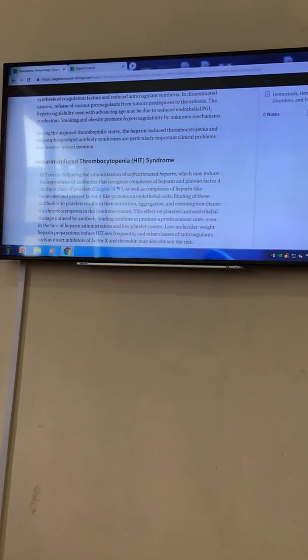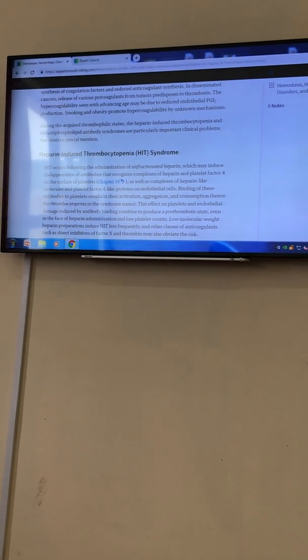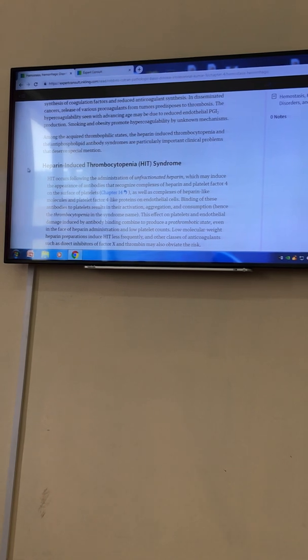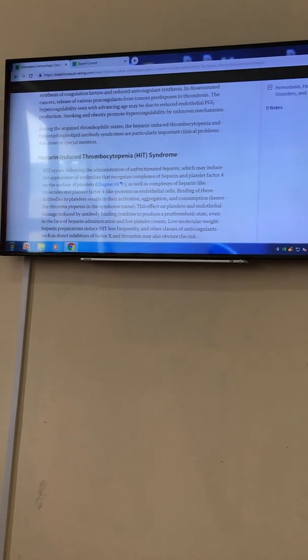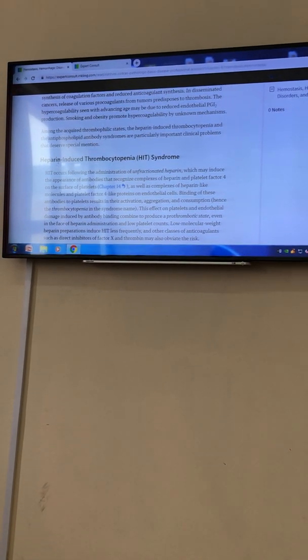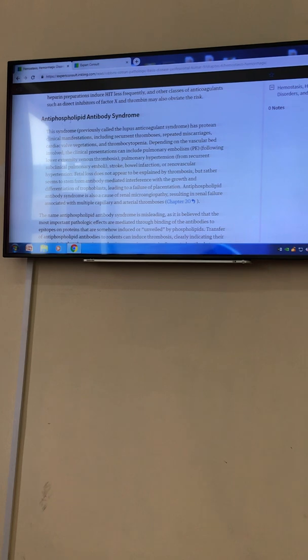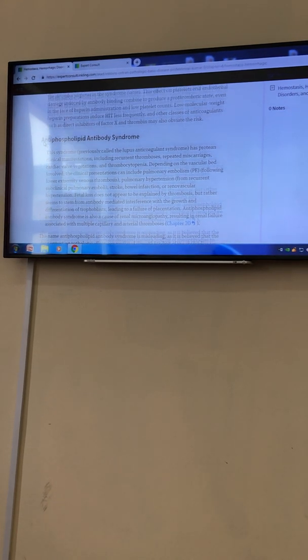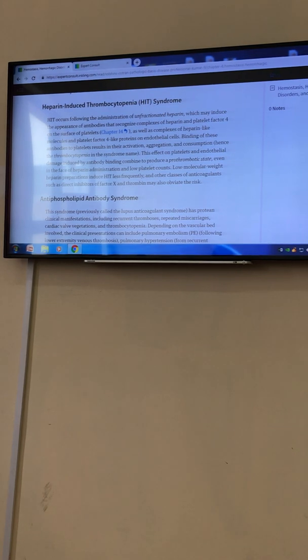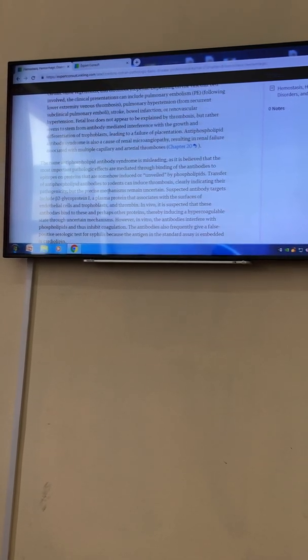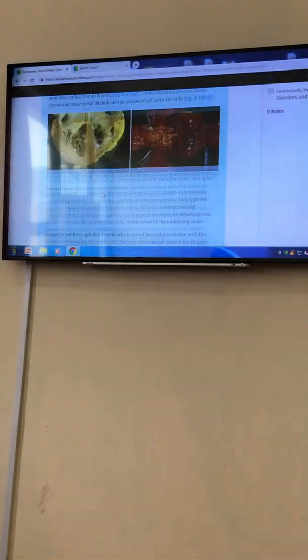Other syndromes that cause an acquired hypercoagulability state are heparin-induced thrombocytopenia, where some antibodies are produced that cause thrombogenic effects, and also antiphospholipid antibody syndrome. I won't explain these; just know that these two can also cause hypercoagulability states by producing new antibodies.